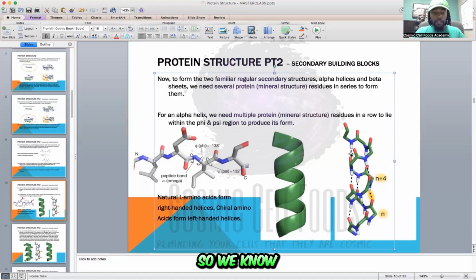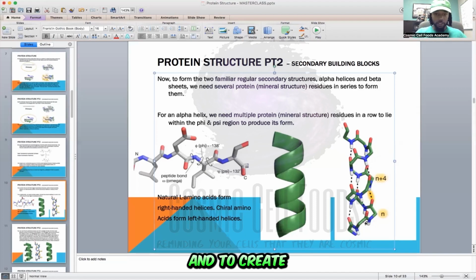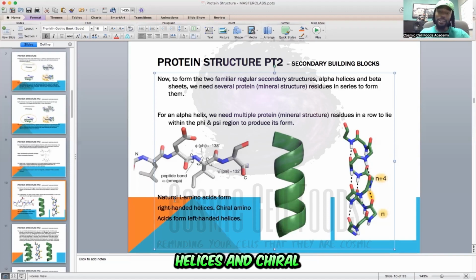So we know that this is built off of multiple mineral structures coming together and having hydrogen bonds and hydrophobic bonding to bring these structures together. To create this alpha helix, natural L-amino acids form right-handed helices and chiral amino acids form left-handed helices. I just wanted us to understand how these secondary structures are built. Same for beta sheets, you have to be in a series. As you can see, this is a series.